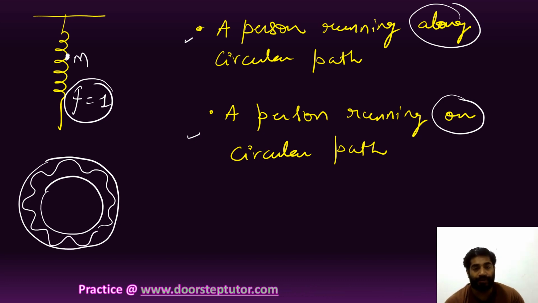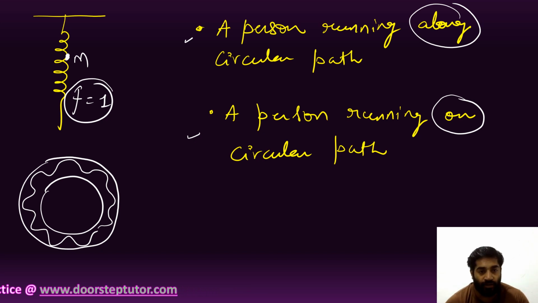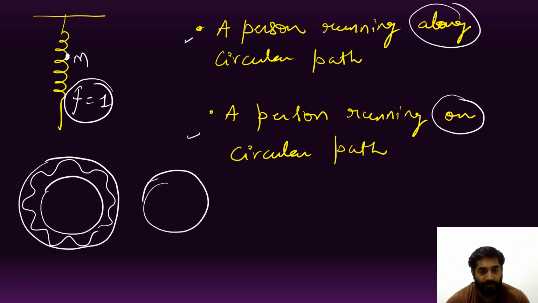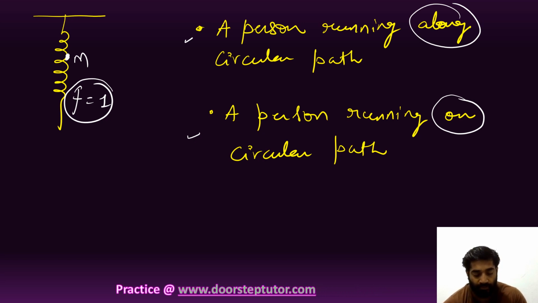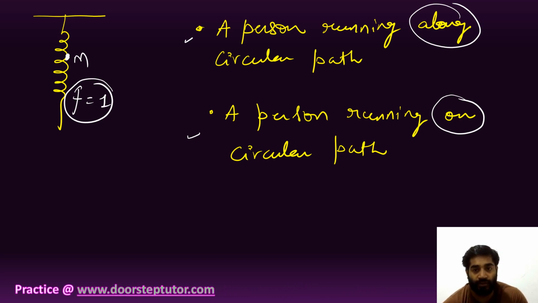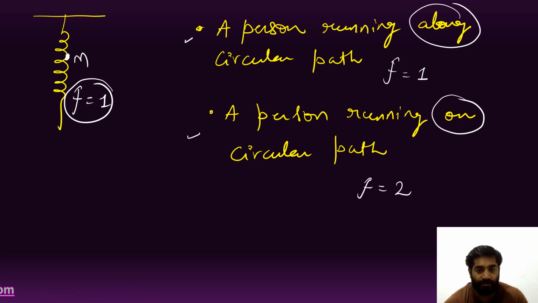Either X or Y. But when we see along, it's moving like this on a circular path, and it is fixed to the direction of the circular path, meaning always circular, always circular. So that's why there's a difference. When we see the word along, the degree of freedom is 1. When we see the word on, the degree of freedom is 2. Suppose the track is circular.